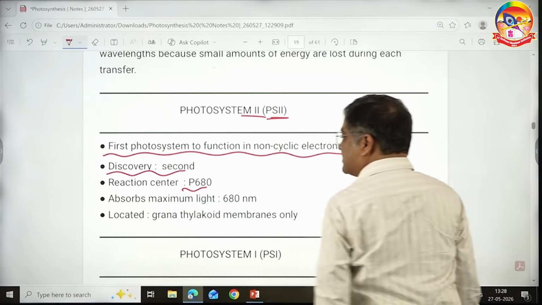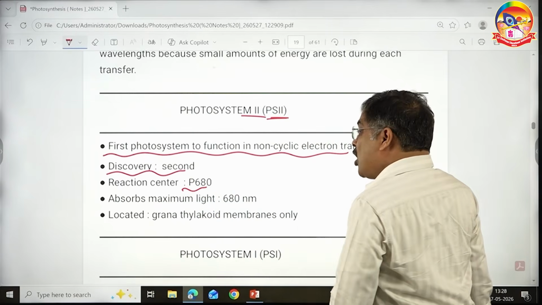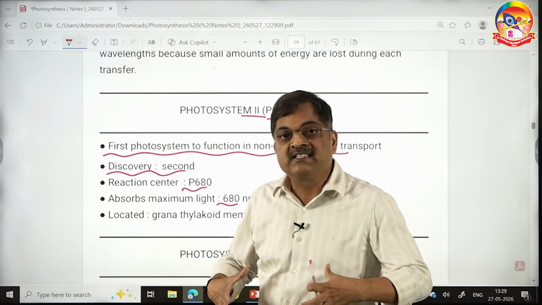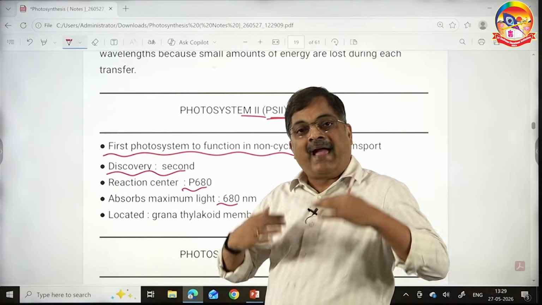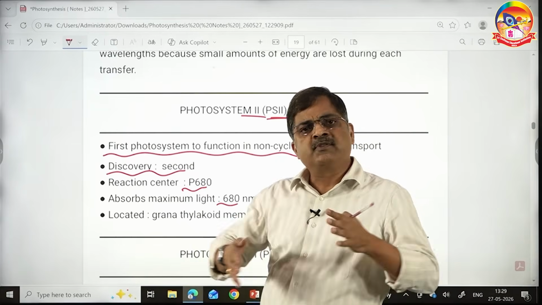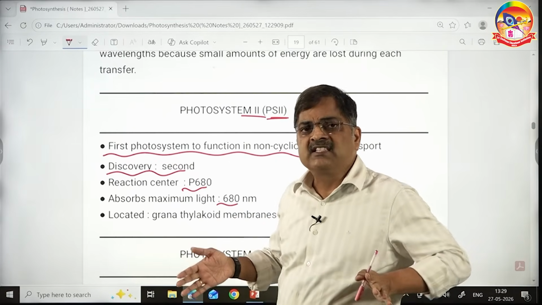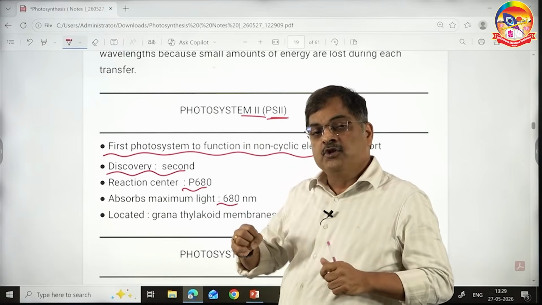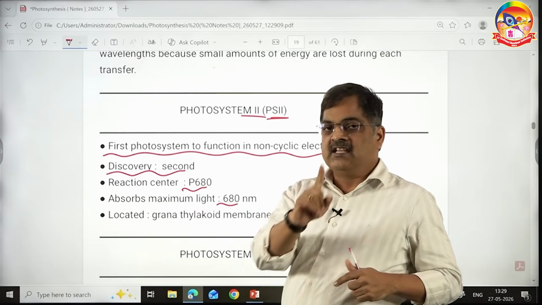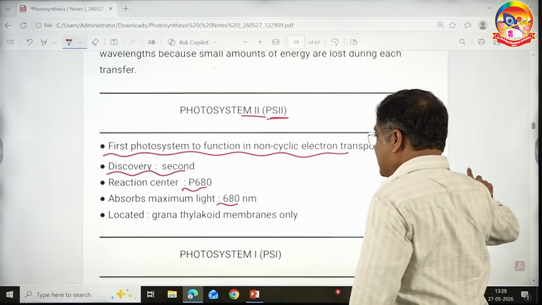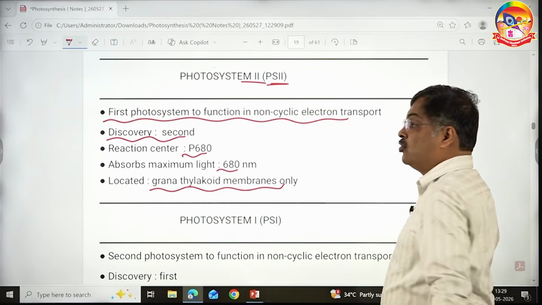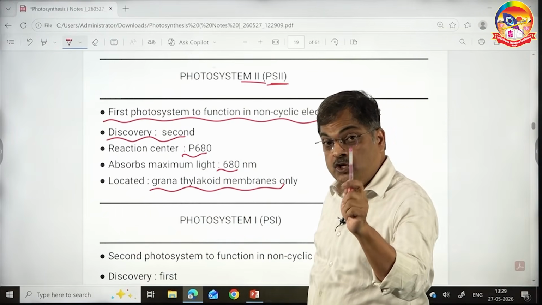Reaction center is P680. It absorbs maximum light at 680. Some of you are thinking that it absorbs only at 680. No. Absorption maxima is 680. Normally it absorbs from around 650 to 680. Chlorophyll A, that is the reaction center I'm talking about. So absorption maxima is 680, that is the reason why it is said to be P680. It is located on grana thylakoid membranes only. PS2 is absent on stroma lamellae.